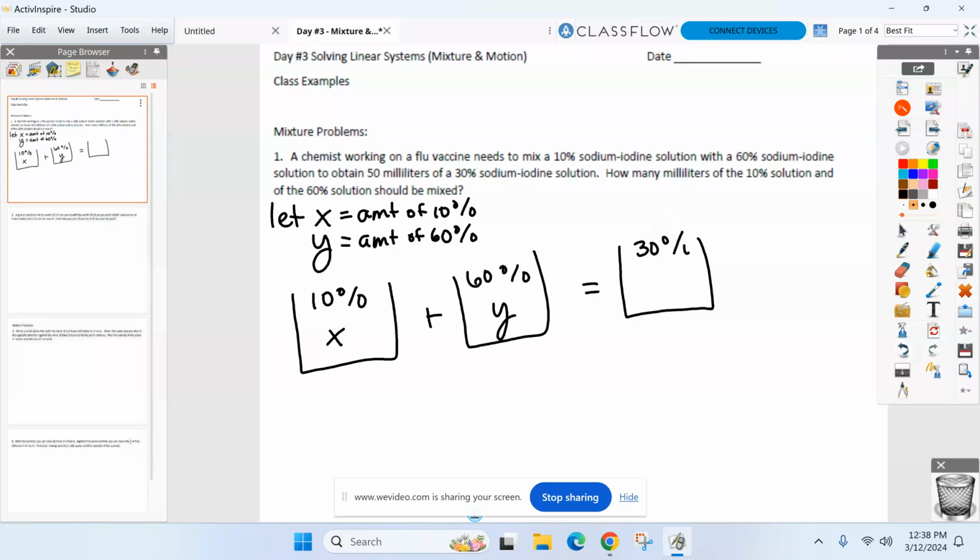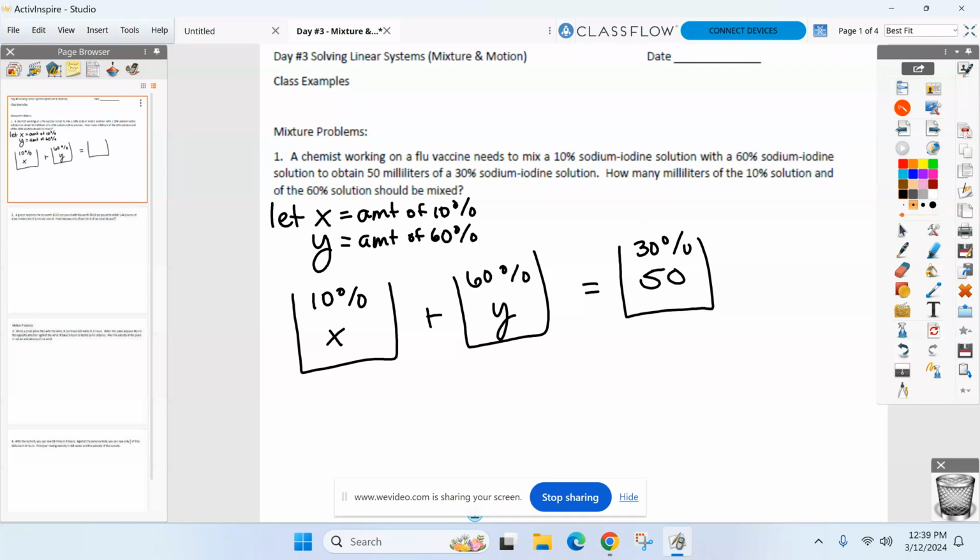But unlike these two buckets, we know how much we need. So instead of putting a third variable there, what can I put underneath the 30? How much of that do I need? I need 50 milliliters of this 30% solution. I'm going to put a 50 underneath. So there's visually what we're doing. 10% bucket, mix it together with the 60% bucket, and we're going to get a 30 out. You guys don't see it, but your two equations are up there already.